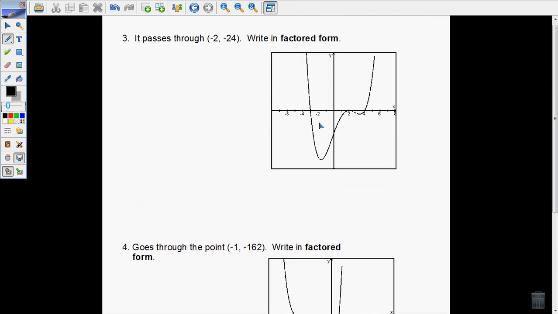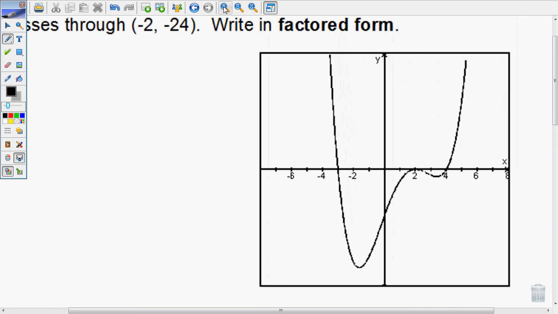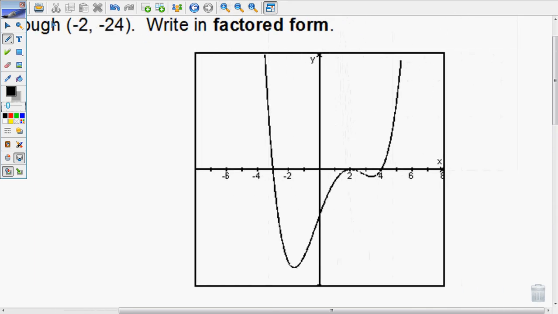So before you do anything, you're going to analyze your graph. So we have 1, 2, 3. It's an even positive. It's 4 roots. I have a single at -3, a double at 2, and a single at 4. Single, double, single.